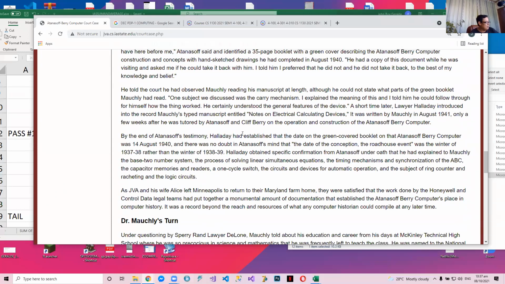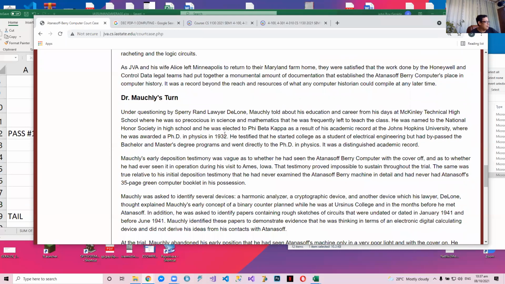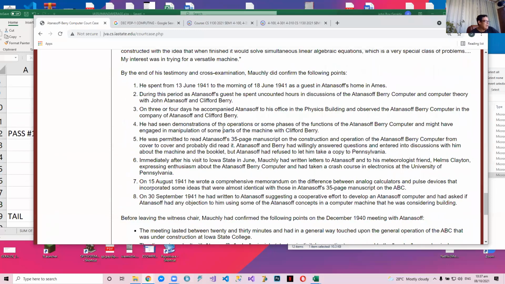So Atanasoff was called to the witness stand. Mauchly was called to the witness stand. And in the end, this was what came out. Mauchly had a lot of access to the work of Atanasoff and Berry because he was invited to be a guest at Atanasoff's house in 1941, and Atanasoff and Clifford Berry showed him their work. Okay, they had about four days.